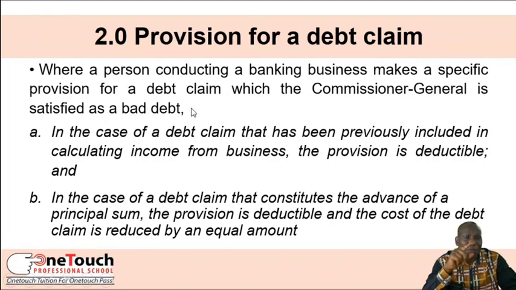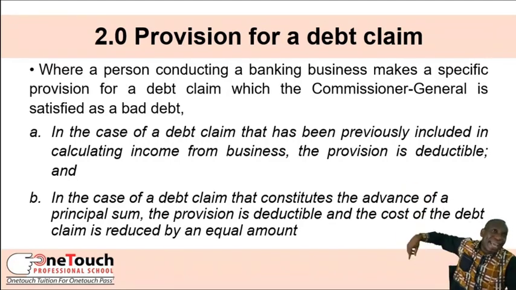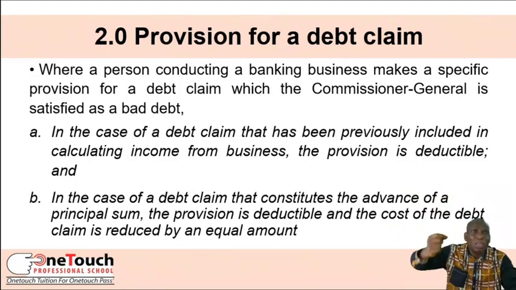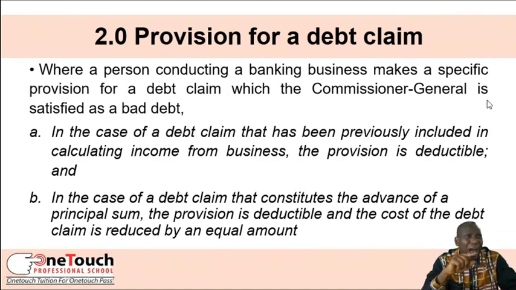If that specific provision for a debt claim maybe in 2017, the specific provision for debt claim is, let's say, 1 million. The point they are making is that that specific provision should relate to what? Debt claims of previous years. For example, 2016, 2015. Not debt claims for the year itself under consideration. If it is debt claim for the year itself under consideration, it will not be allowed. So specific provisions for debt claims that relate to what? Previously included in calculating income from what?